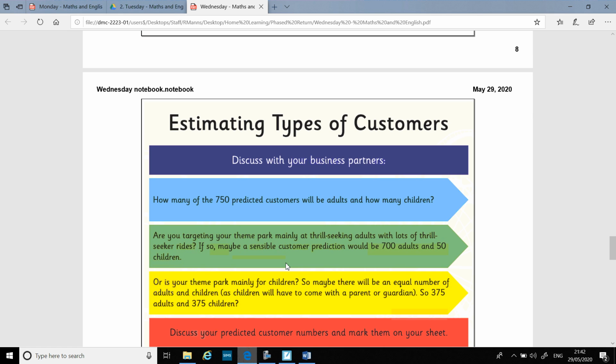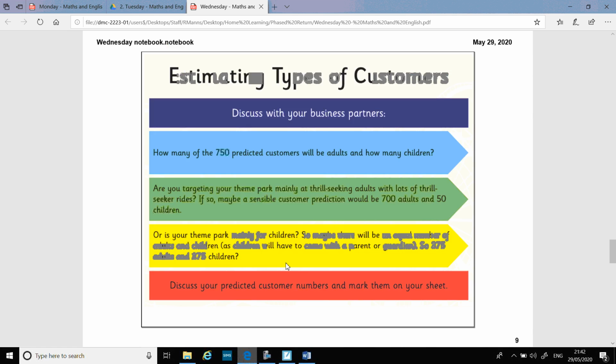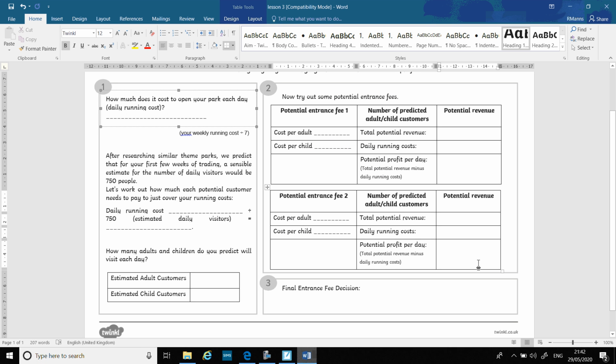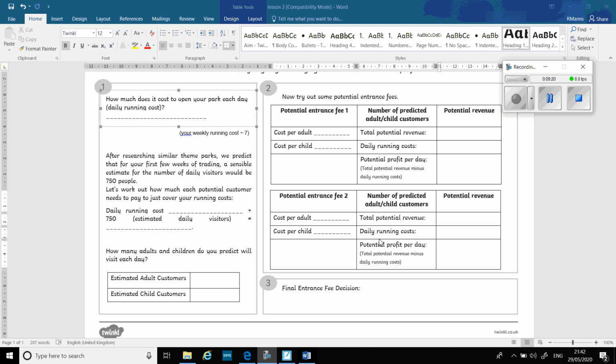So you work that out. You can read these slides, and then that's today's maths, and it'll tell you how much you're going to charge for your entrance fees. Okay, have fun with that. Some good maths there. I'm sure you'll do really well.